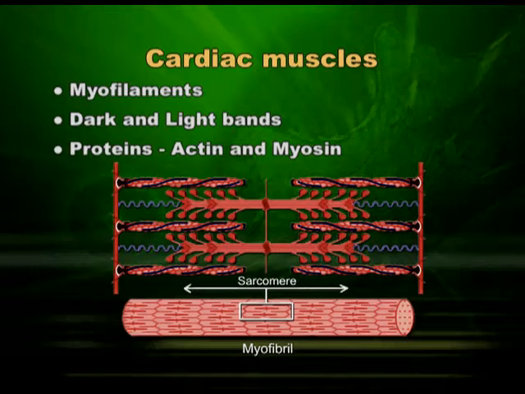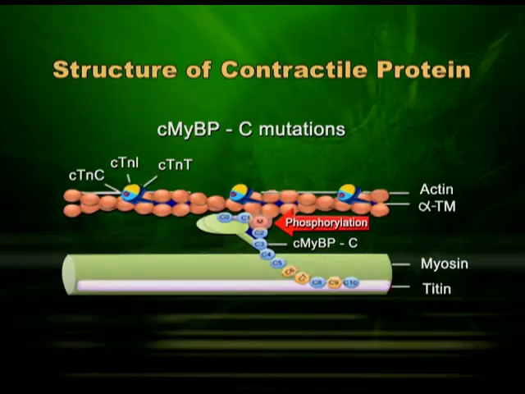But at this point of time, the dark band and light band slide on each other to allow the muscle to contract or relax. This arrangement is made possible because of the presence of the sarcomere and a particular kind of protein present in the muscle cell.